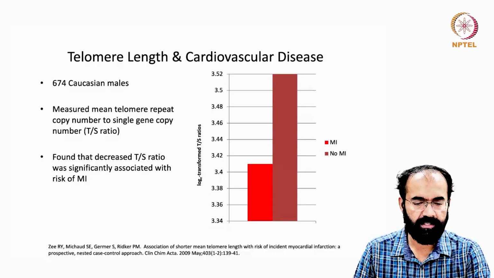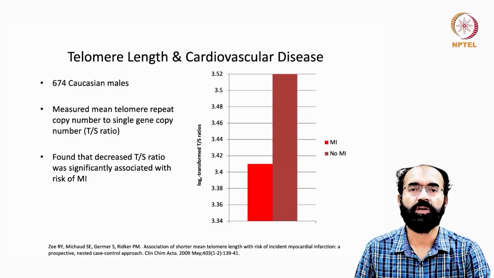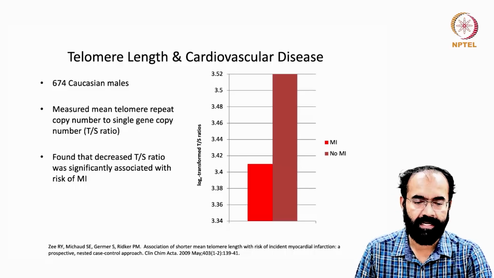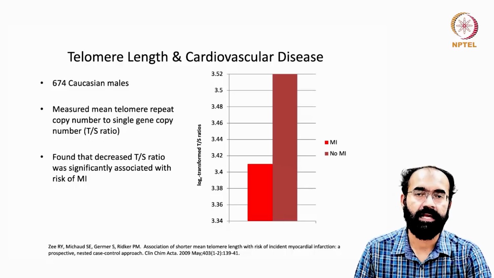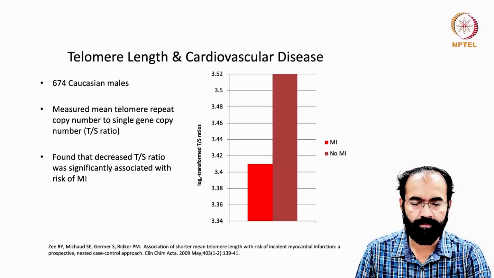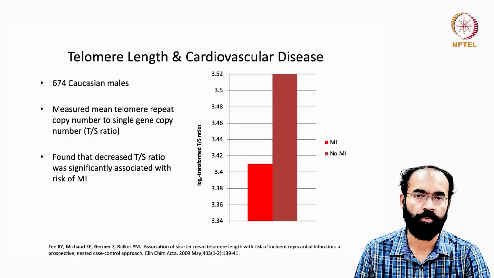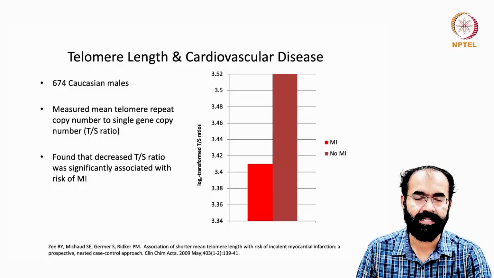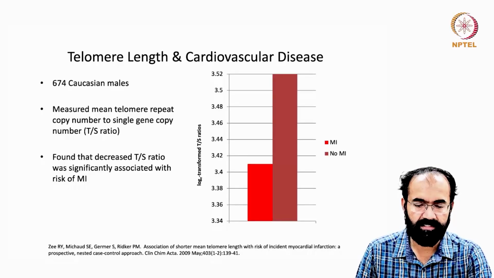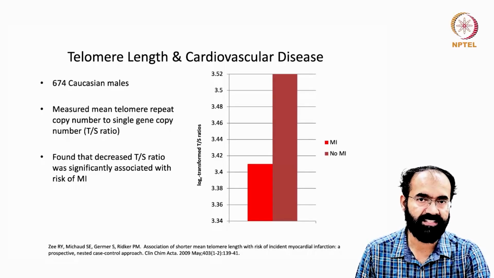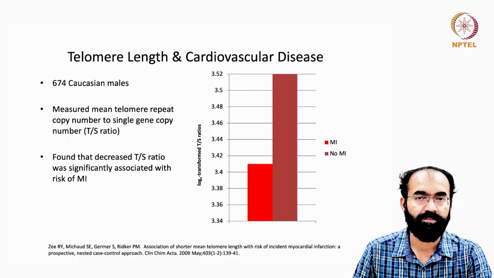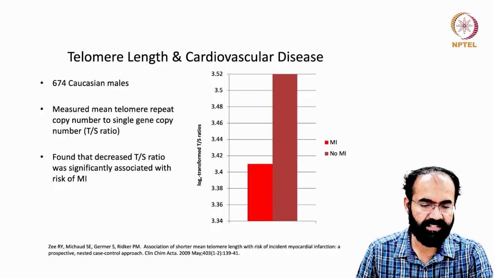So we were here learning the importance of telomere length and how the length of telomere is influencing or enhancing the propensity of getting certain disorders such as cancer, cardiovascular disease, etc. So we were here in the previous class, the telomere length and cardiovascular disease.